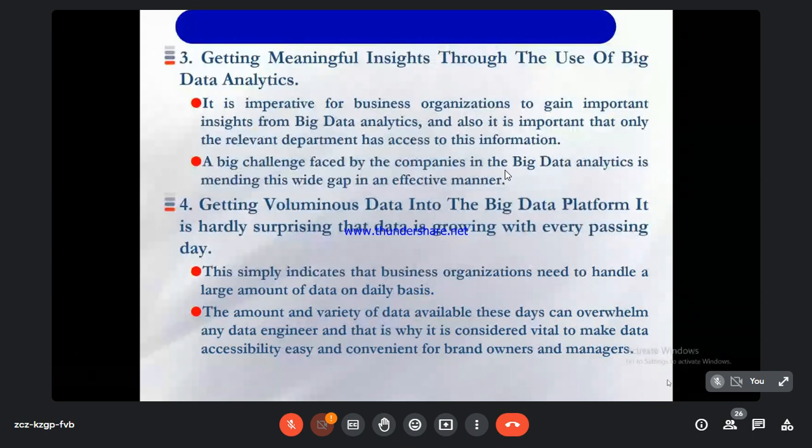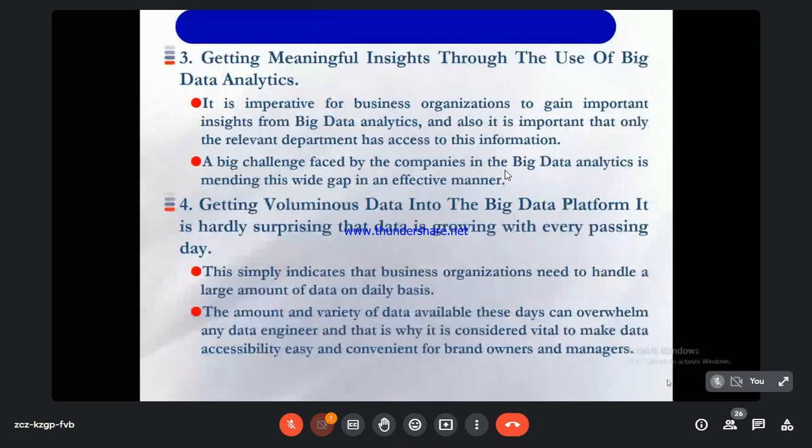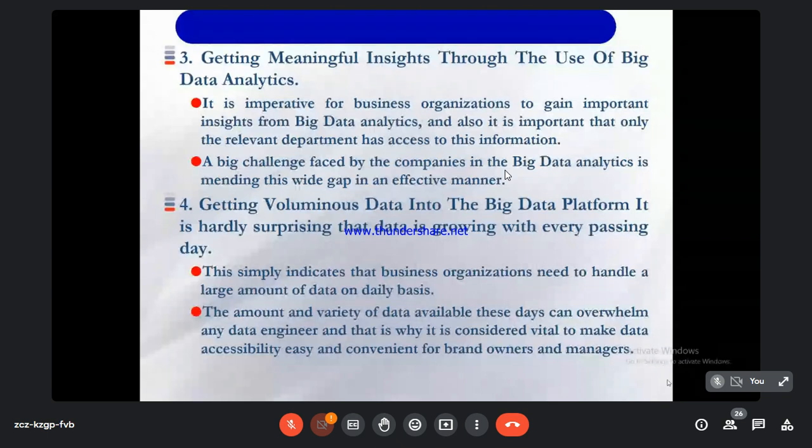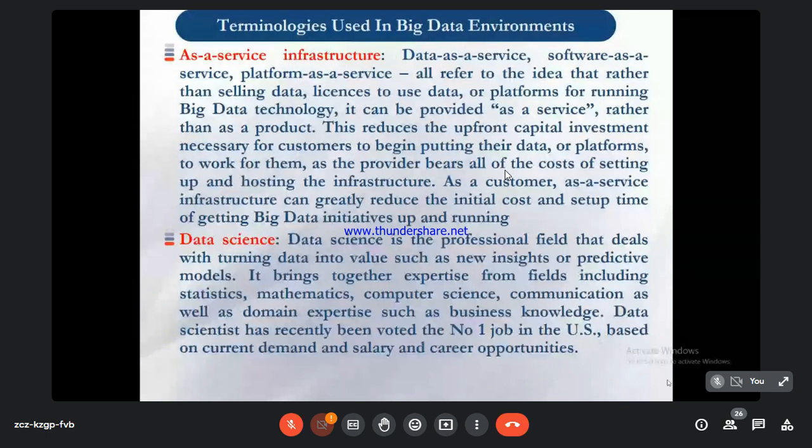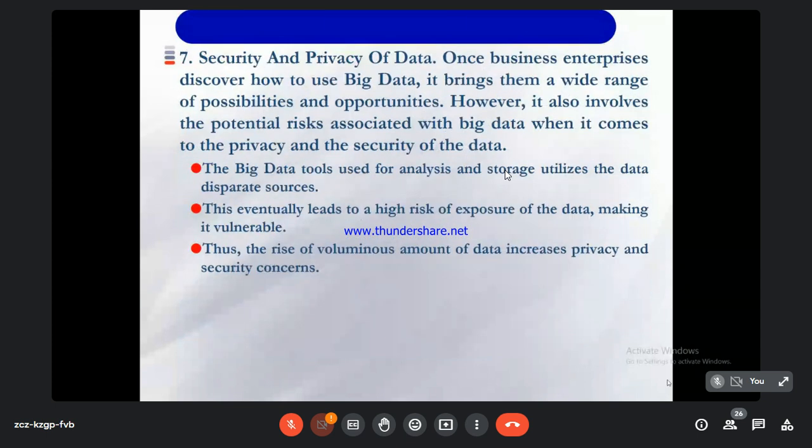Getting meaningful insights from the data: not all data may be important, so we have to filter out data, selecting and filtering data. That is called insight, very meaningful data. Getting voluminous data into the big data platform is very hard, because Hadoop is a new technology, so it may take you time to advance your skill. Data management and data storage bring a number of headaches. Security issues and privacy issues are other very essential and difficult issues that we should address when implementing big data.